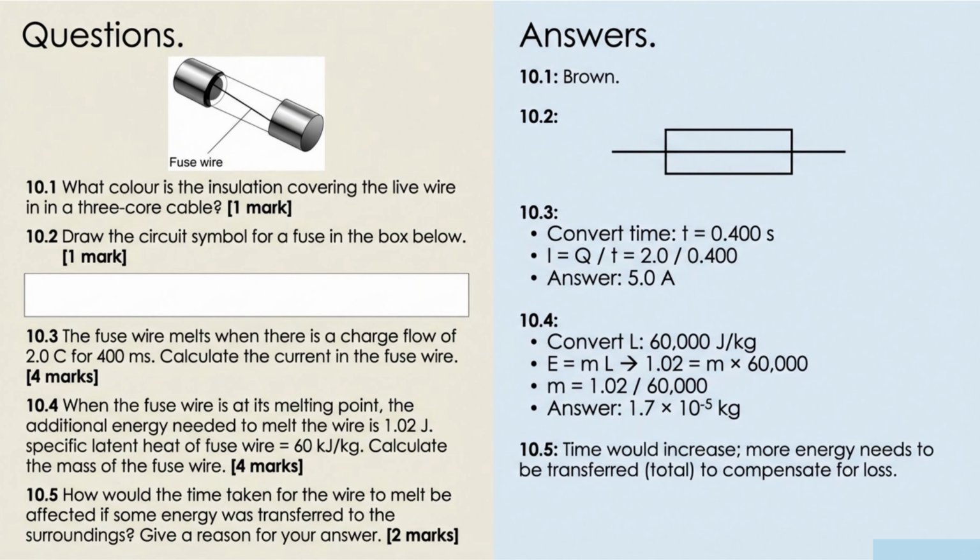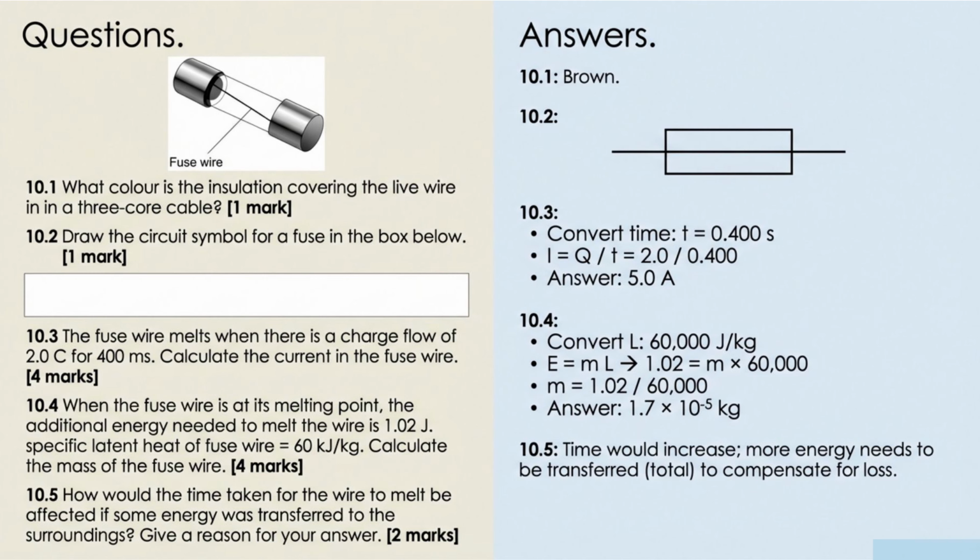We are on the final slide, slide 11, question 10, domestic electricity. 10.1. What is the insulation color of the live wire? It's brown. 10.2 asks for the fuse symbol. That is described as the rectangle with the horizontal line passing through it. 10.3 is a current calculation. We need to find the current if 2.0 coulombs flow in 400 milliseconds.